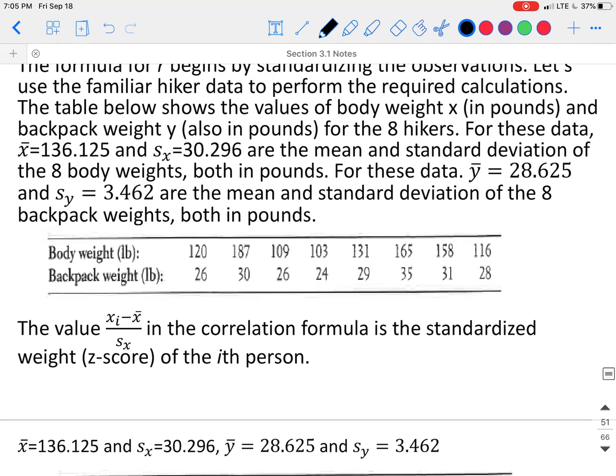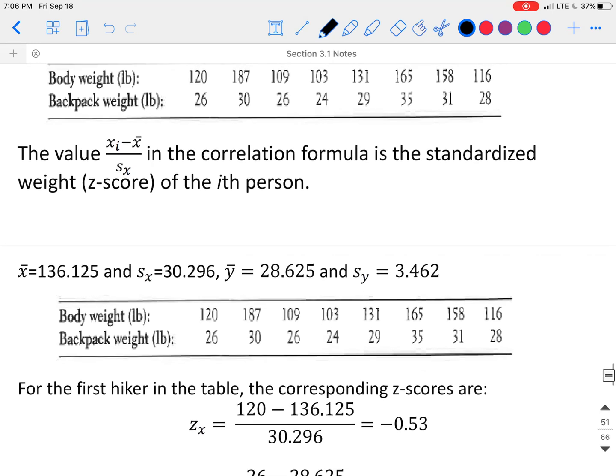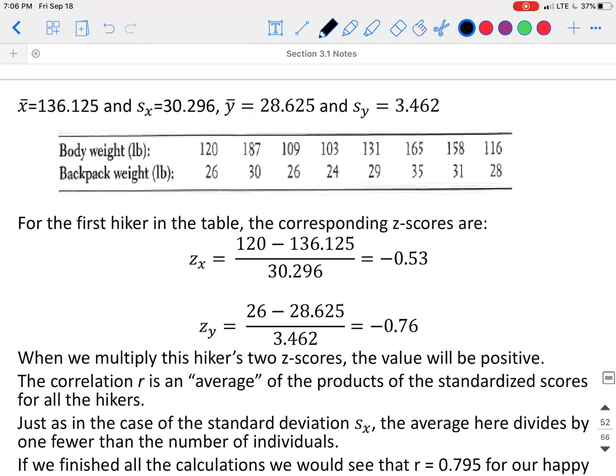So here's our original data. We're going to take the means and the standard deviations, and we are going to find the z-score. So for the first hiker, we know that their weight is 120 pounds. We're going to subtract the mean and divide by the standard deviation, and we're going to get a z-score for that x value of negative 0.53. Then we're going to do the same thing for the y. So for the first person, their pack weight is 26. You'll subtract the mean pack weight and divide by the standard deviation, and you'll get the z-score for the y.